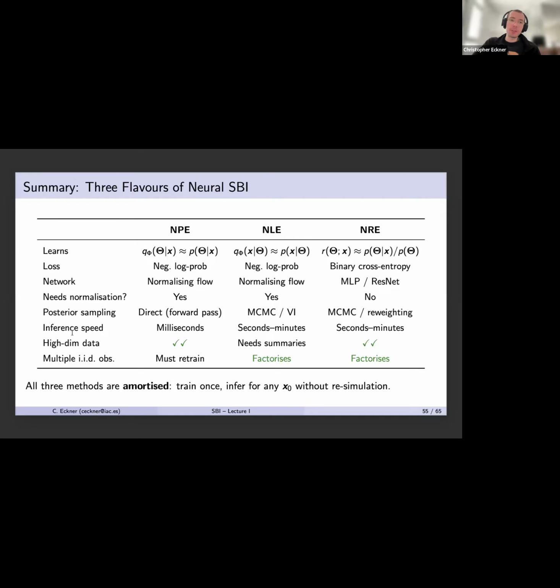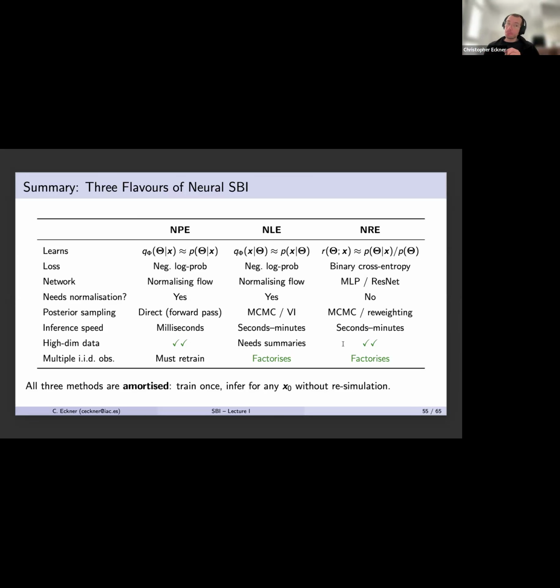So just the performance here, you see that the inference is very fast for neural posterior estimation, but can take seconds to minutes for neural likelihood and neural ratio estimation. On high dimensional data, what you would like to use is either neural posterior estimation or neural likelihood estimation, while it's a bit harder for neural likelihood estimation.